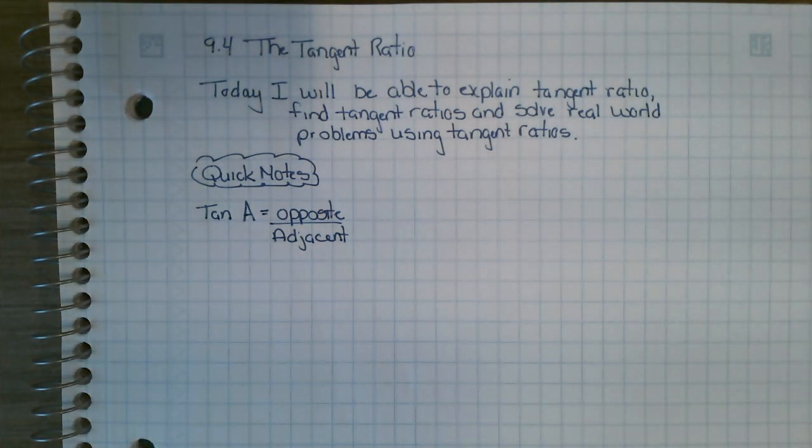Today we're going to do two sections, 9.4 and 9.5, and I've written what you should be able to do for 9.4. It says today I will be able to explain tangent ratios, find tangent ratios, and solve real-world problems using tangent ratios. And then we have quick notes. So you're taking out a sheet of paper and you're starting to copy that. You just need to listen.